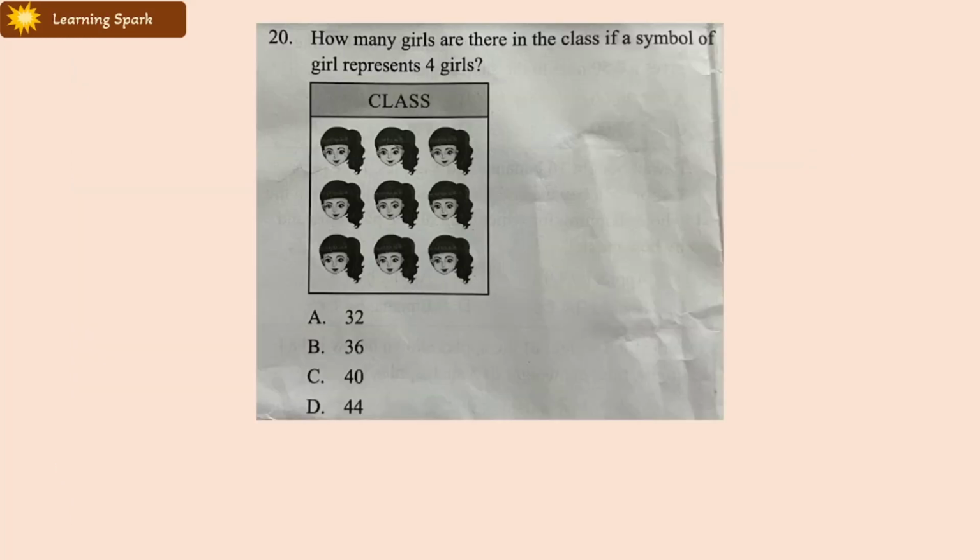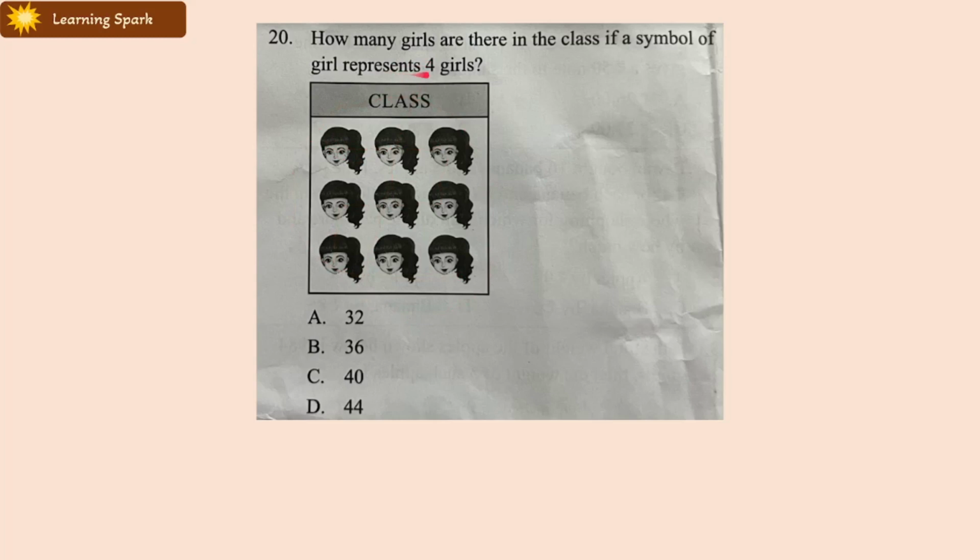Question number 20 is on the screen now. Okay, let's solve this. How many girls are there in the class if a symbol of girl represents 4 girls? Okay, this is very simple because this is a symbol of girl. So how many symbols are there? 1, 2, 3, 4, 5, 6, 7, 8, 9. So 9 symbols are there.